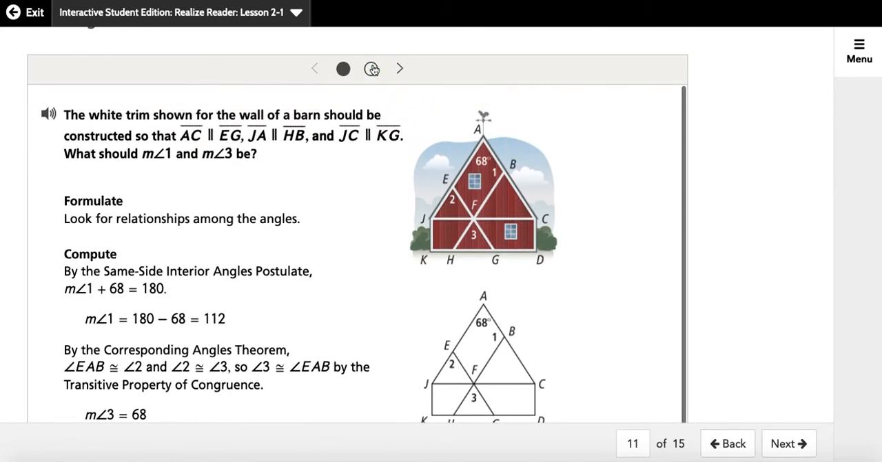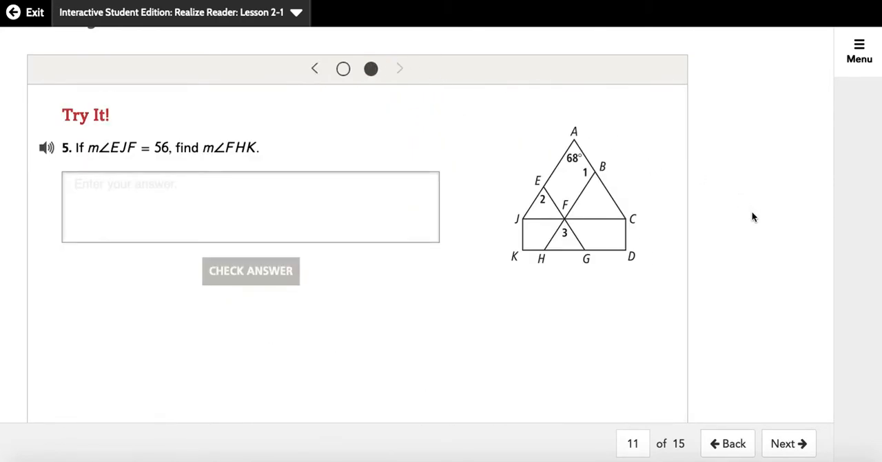Let's go to one where you should try. So, same diagram. This time they're also telling us that the measure of angle EJF is 56. If the measure of EJF is 56, find the measure of FHK. Click pause, try to do that, and come on back.